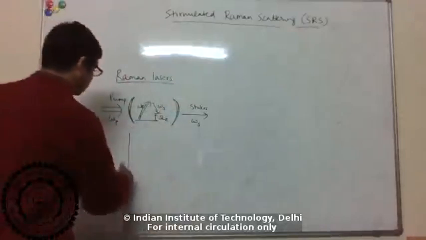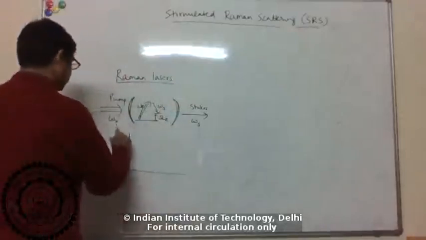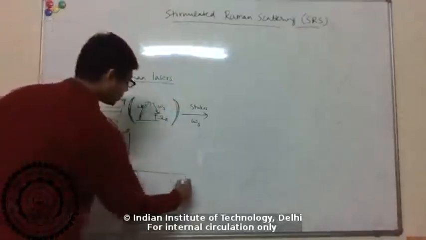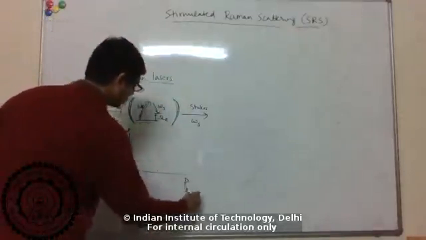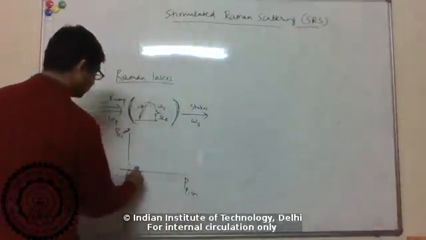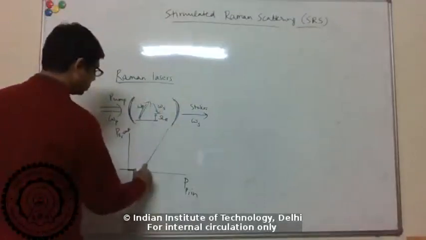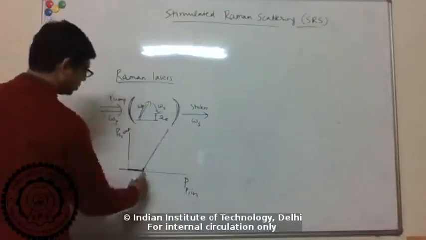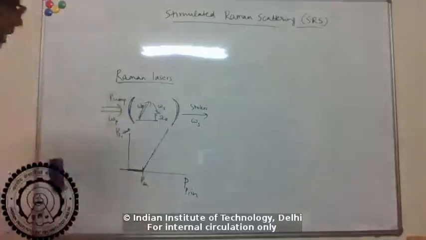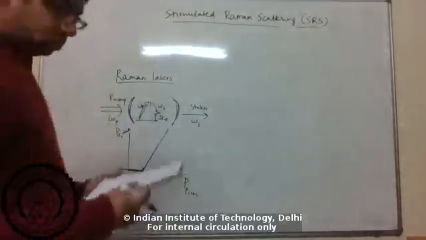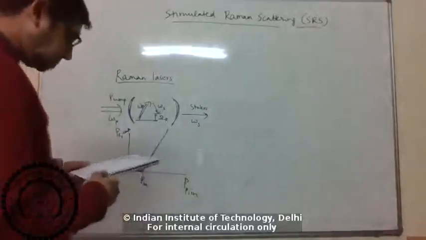Right, so if I plot the Stokes power out versus the pump power in, then until you reach the threshold, you get nothing. Then as soon as you exceed the threshold, you start getting light out, just like any laser.